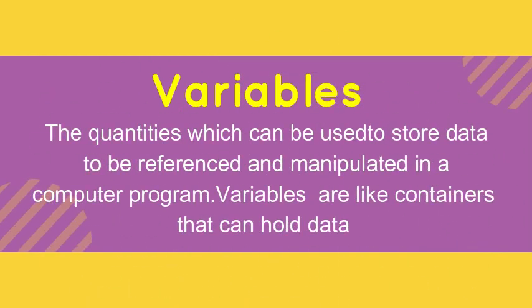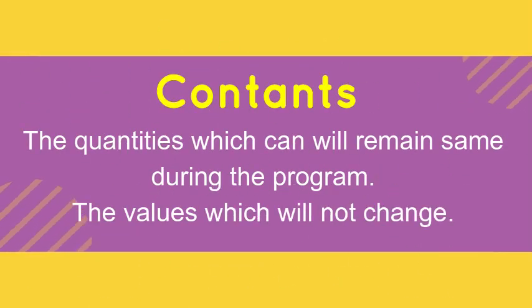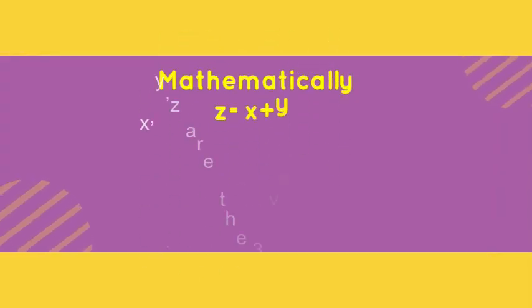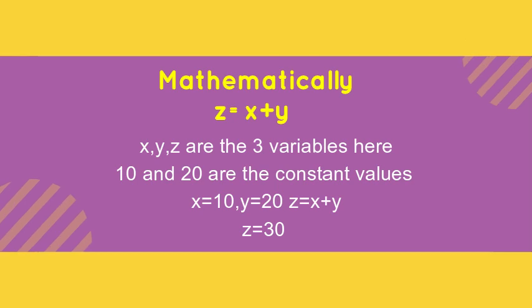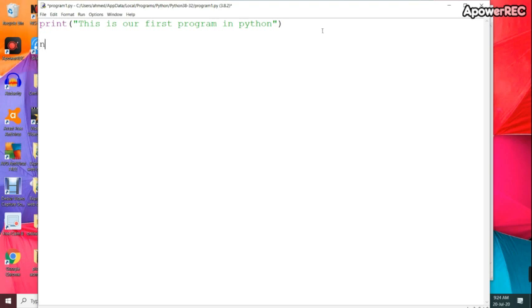Variables are the quantities which are used to store values, and this can change during any program. Constant are those values which will remain same and they will not change. In mathematics, if we want to write the equation to find the sum of two numbers, we will use three variables. By using the same concept, I am taking first variable as num1. I am giving the value, this is a constant value, to this variable, that is 10. Now I have taken another variable num2. I have assigned the value 20.